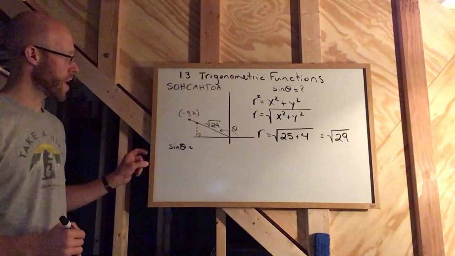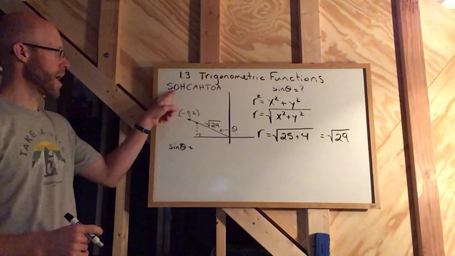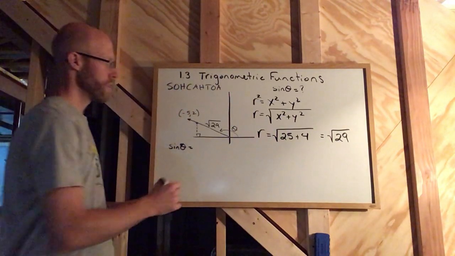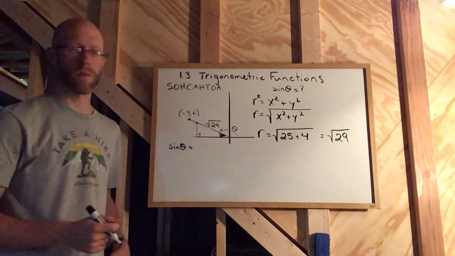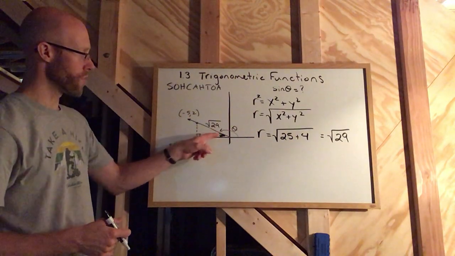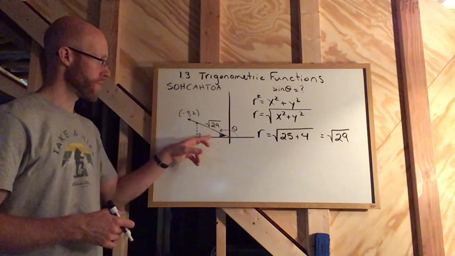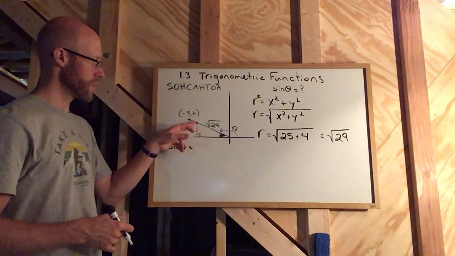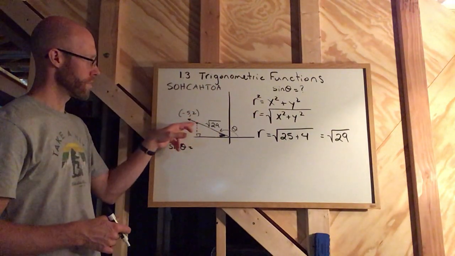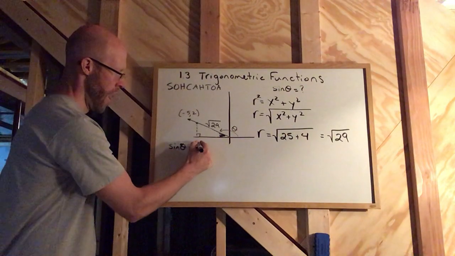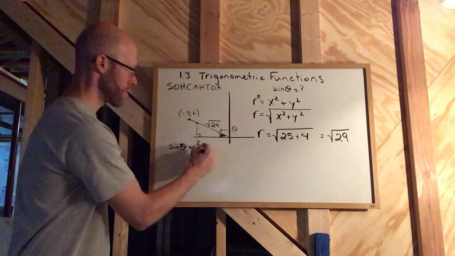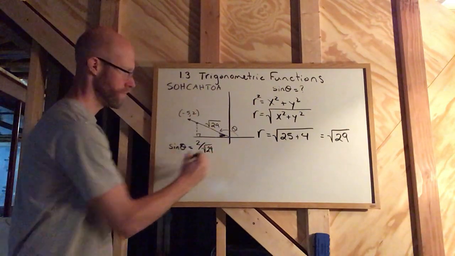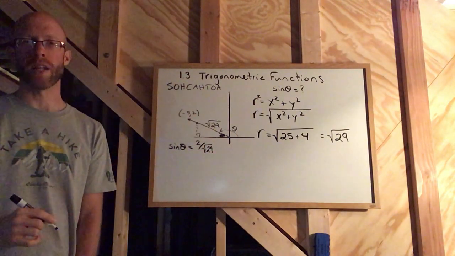Okay, so the sine of theta, remember sine is opposite over hypotenuse. Well, you could also think of, consider the angle really being this small angle. That's the one we're looking at. Even though theta is on the outside of the triangle, that's okay. So the opposite is the vertical side, that's 2. And the hypotenuse is the square root of 29. Okay, so it's 2 over root 29.